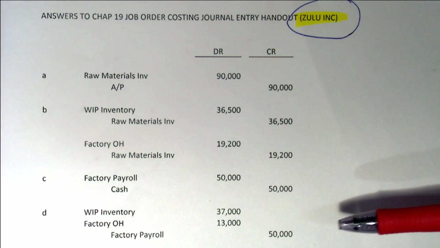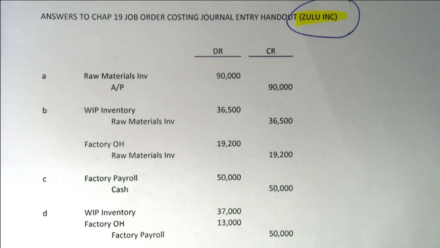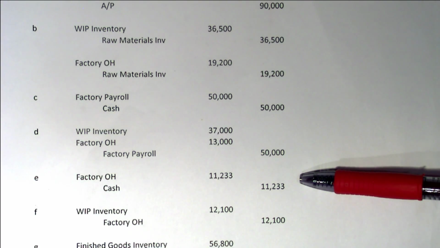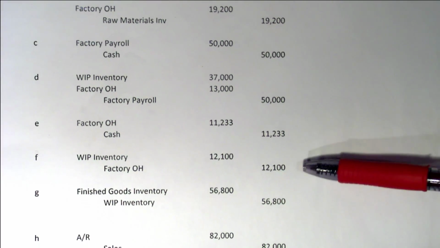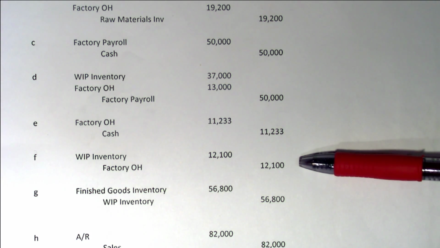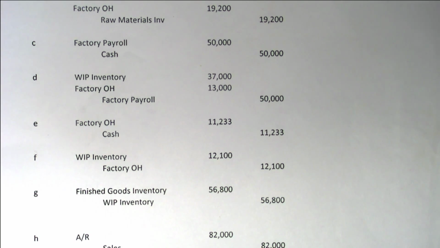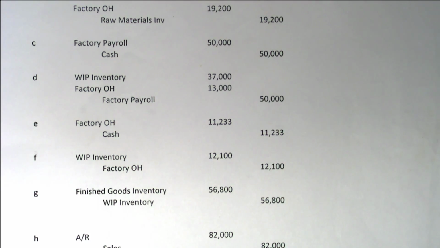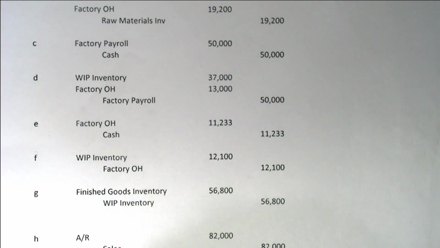Okay, in E, we pay some overhead items, correct? And in F, we apply or allocate or assign factory overhead. And again, this is the journal entry that's most often missed on the test. This is a past test question, by the way. So we debit work in process inventory, we credit factory overhead. Think about when you debit that work in process inventory account. Whenever you do that, you are writing something on the job cost sheet. Okay?